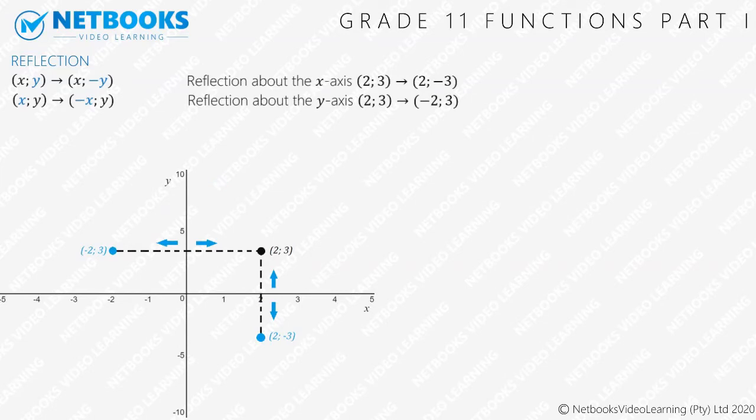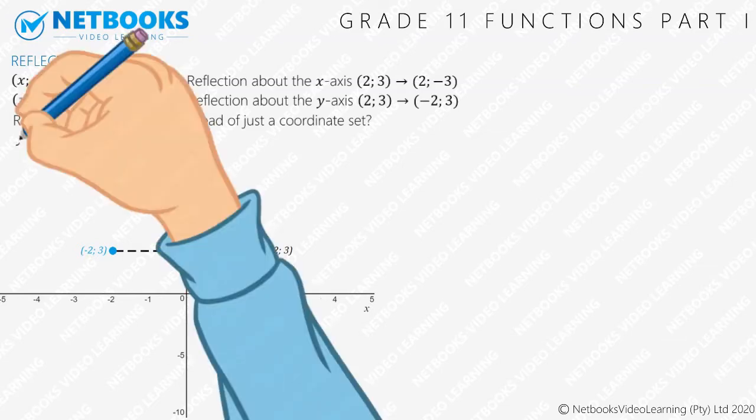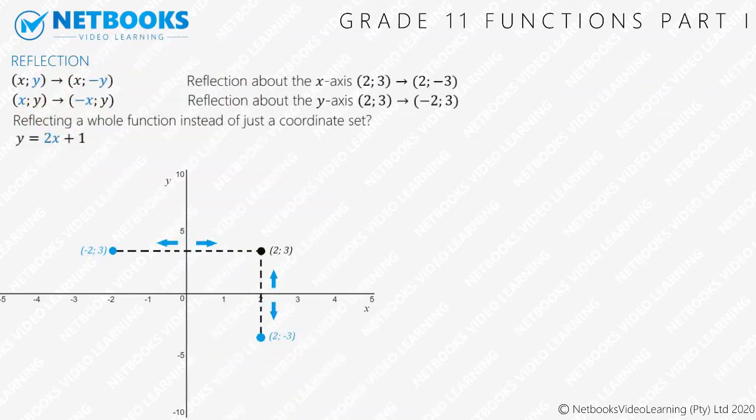But you already knew all this. The question is, can we apply this reflection method to entire functions? Yes, we can. Let's take the example of y equals 2x plus 1. Suppose we want to reflect this about the y-axis. Well, to reflect about the y-axis, we know that the x value needs to change sign. So positive 2x will now become negative 2x. As easy as that.